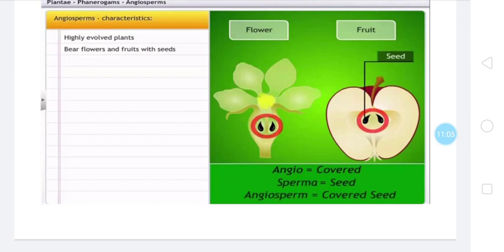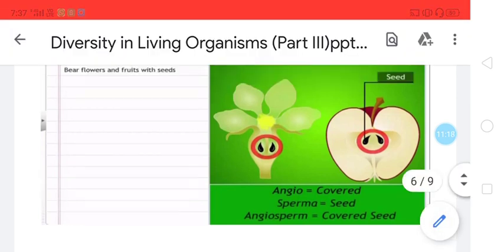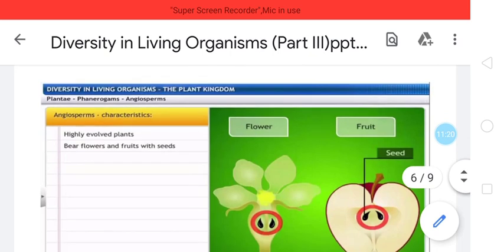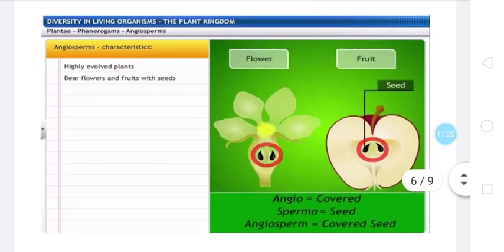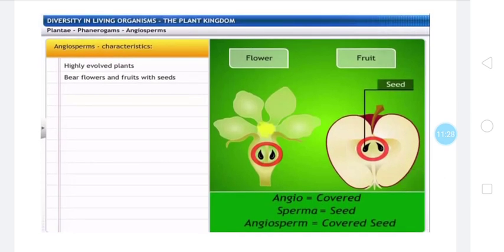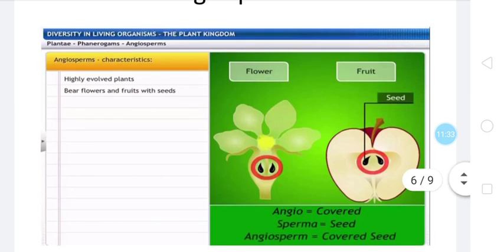What are the characteristics of angiosperms? These are highly evolved plants, okay, that bear flowers and fruits with seeds. So angiosperms bear flowers. All the flowering plants will be known as angiosperms. From these flowers there is a production of fruits, and inside these flowers there is an ovary in which ovules are present. They bear seeds. Here one example is shown as a flower, see, and here a red part is shown. It is called an ovary.